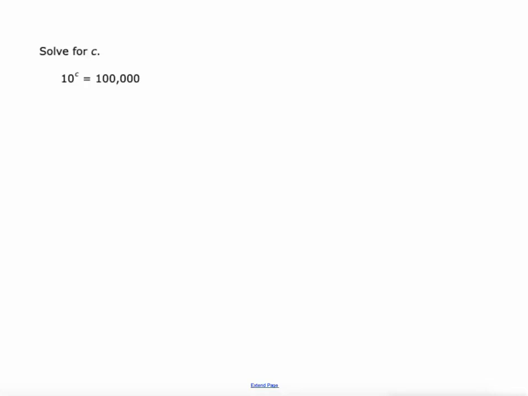And then just a couple more with these powers of 10 as IXL gets to the higher smart scores. It starts giving us these. Again, we're just trying to write 100,000 as a power of 10. So the easiest way is just to count the zeros. 2, 3, 4, 5. So 10 to the fifth power is 100,000. That's why c equals 5.